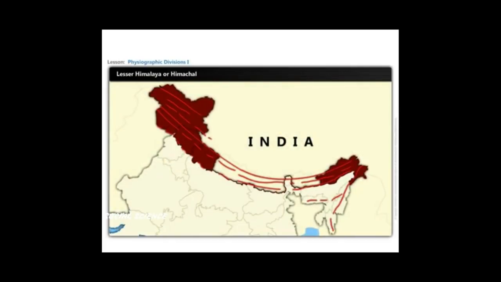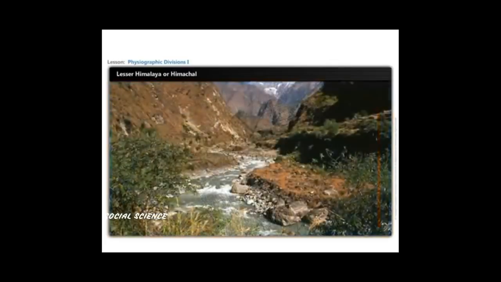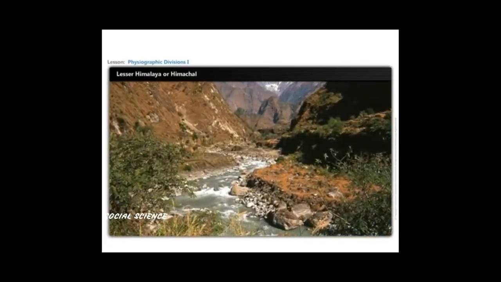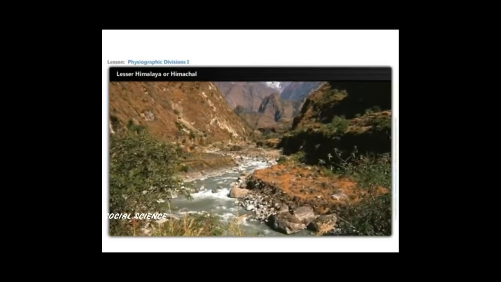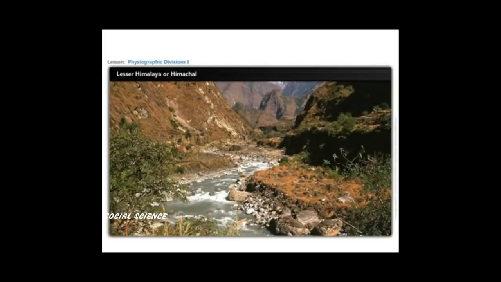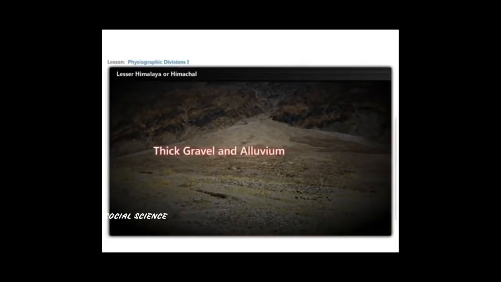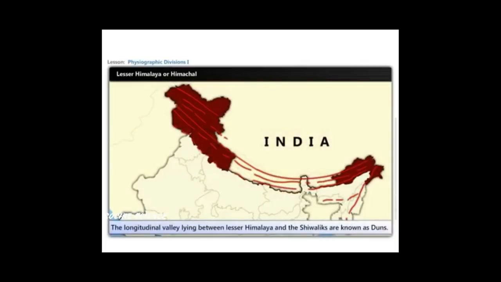The outermost range, Shivaliks, extends over a width of 10 to 50 kilometers and has an altitude varying between 900 and 1100 meters. These ranges are composed of unconsolidated sediments brought down by rivers from the main Himalayan ranges that form the valleys. Thus, the valleys are covered with thick gravel and alluvium. The longitudinal valley lying between Lesser Himalaya and the Shivaliks are known as dunes.